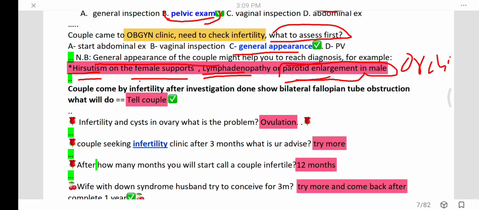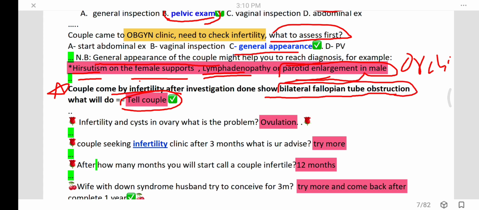The next question is: a couple came in for infertility, and after investigation, it shows bilateral fallopian tube obstruction. This is a question about counseling. You have to tell both of them about the disease, that both of the fallopian tubes are obstructed. You have to counsel both members of the couple.